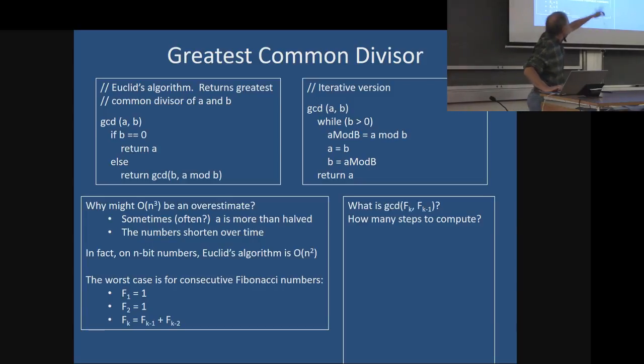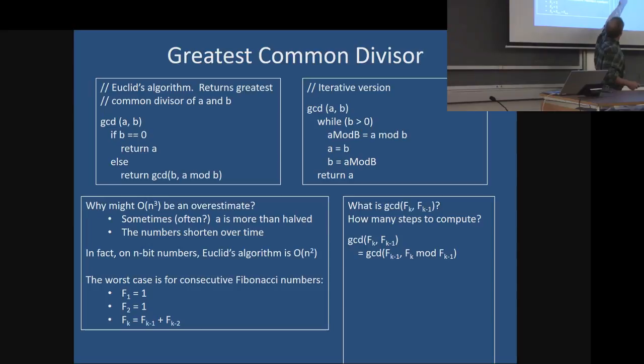Okay, let's see how it works with the Fibonacci numbers. So let's say we're taking the GCD of Fibonacci of k, the k Fibonacci number, and the k minus 1 Fibonacci number. Okay, so the GCD of those two numbers would be this. Well, what is f sub k mod f sub k minus 1? F sub k minus 2. Okay, so what do we know about f?